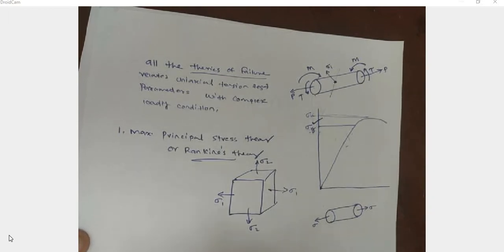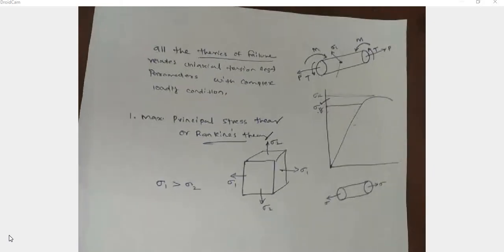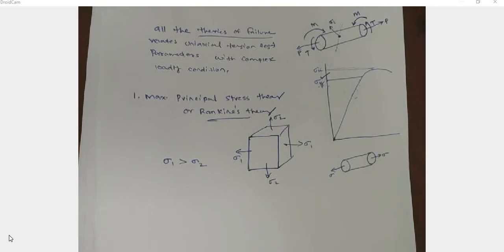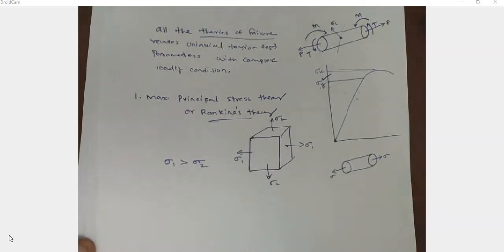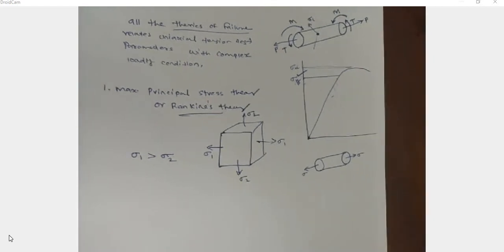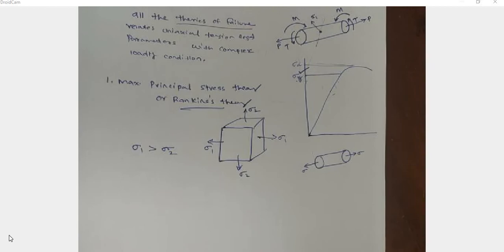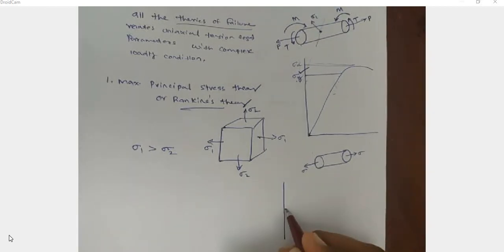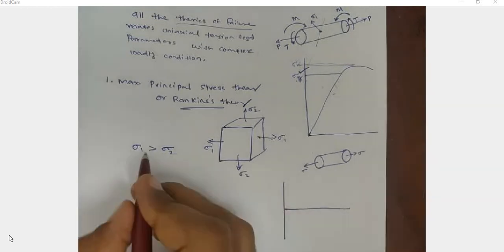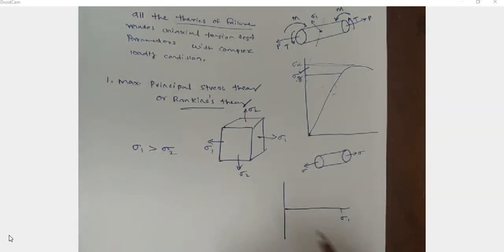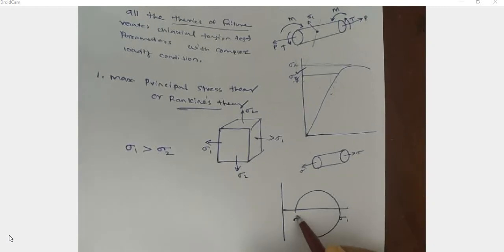So here, for example, sigma 1 is greater than sigma 2. So that is the first condition. Here we can plot a Mohr's circle diagram. So this one is sigma 1, this one is sigma 2, and the shear stress value is equal to 0. There is no shear stress acting on this member. So we can draw a circle passing through sigma 1 and sigma 2. We can draw a Mohr's circle.